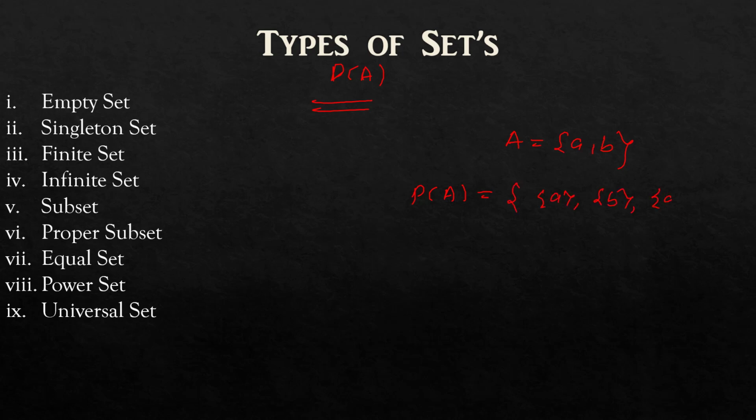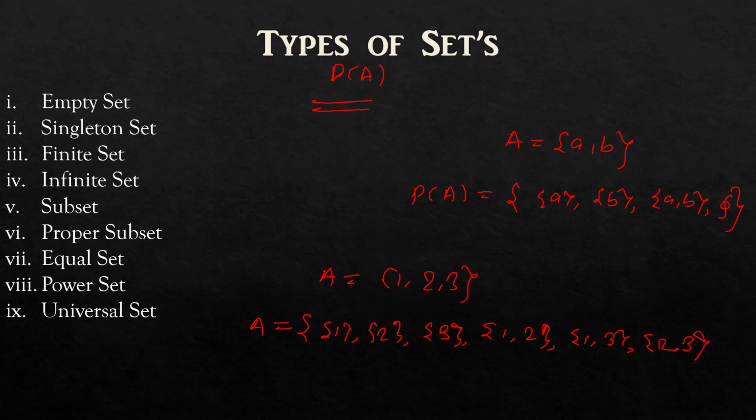Every set is a subset of itself and the empty set is a subset of all sets. These are the two properties of subset. So for P(A), we get 4 elements. Now let's consider another example. A = {1, 2, 3}. So we get P(A) = {∅, {1}, {2}, {3}, {1, 2}, {1, 3}, {2, 3}, {1, 2, 3}}. Again, two properties: every set is a subset of itself and the empty set is a subset of every set. So we get 8 elements.